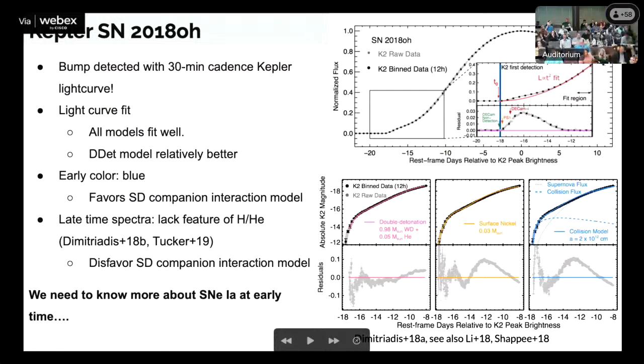Combined with other observations and model fittings, we still have some difficulty in determining the exact progenitor. The light curve fit seems to prefer the double detonation model more, but other models also give a pretty good fit within 0.1 magnitude difference. The early color shows that it's a blue early excess, which is consistent with companion interaction models. But late time spectral observation rules out this possibility because we did not see the helium and hydrogen that get expelled from the companion star, as expected in the single degenerate case.